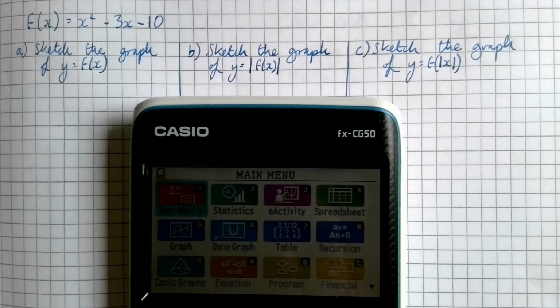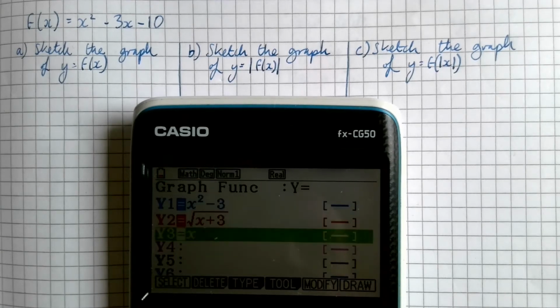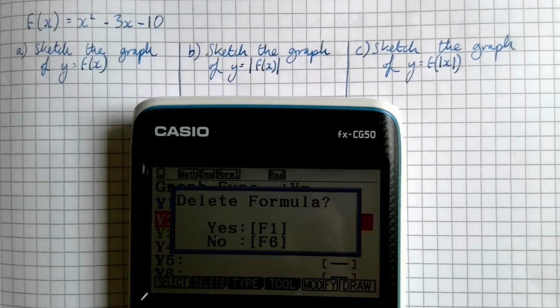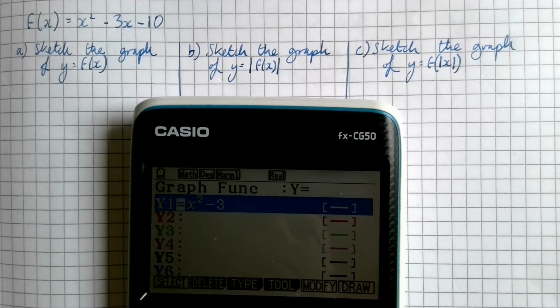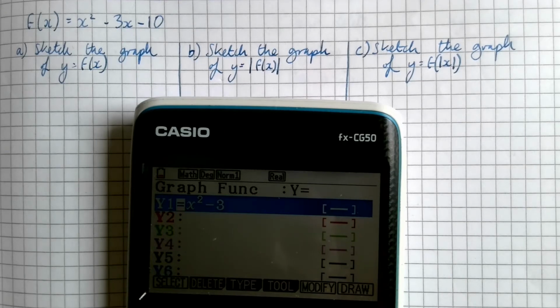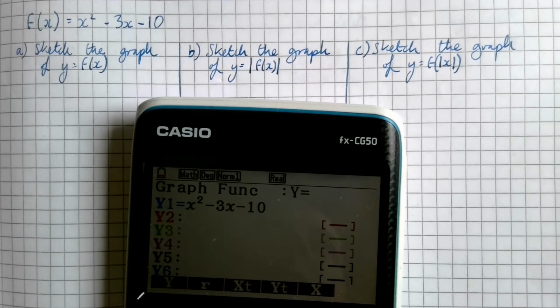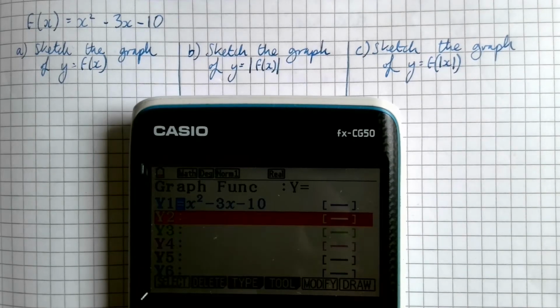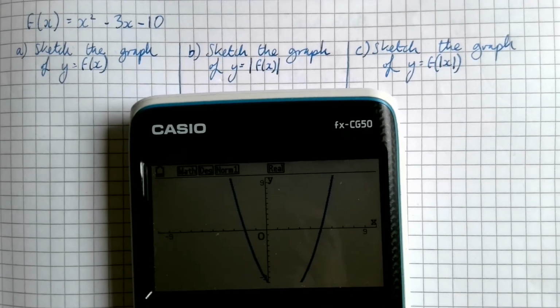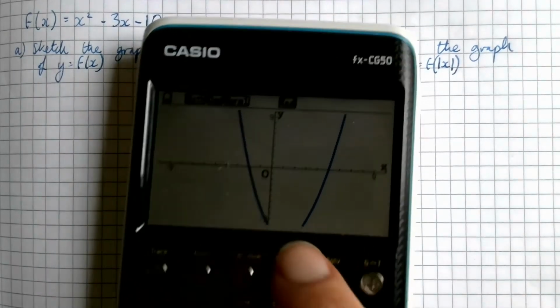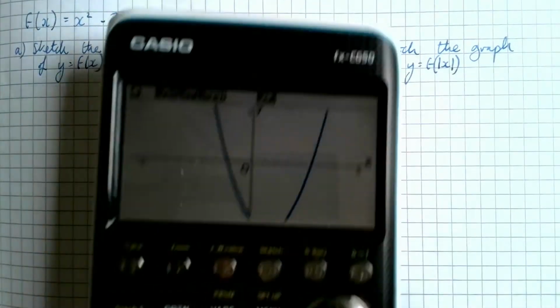So if we go into graph and delete that, delete that, then all we need to do is stick in x squared, take 3x, take 10. And when I hit draw on that, with your standard axes, it should look like this. Now, you can just notice that -10, that's going to be the y-intercept, isn't it? Which is what you see there.